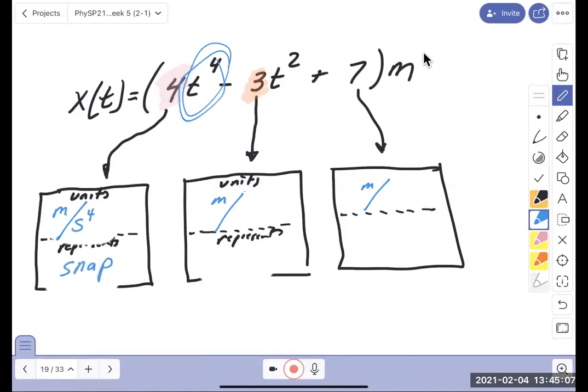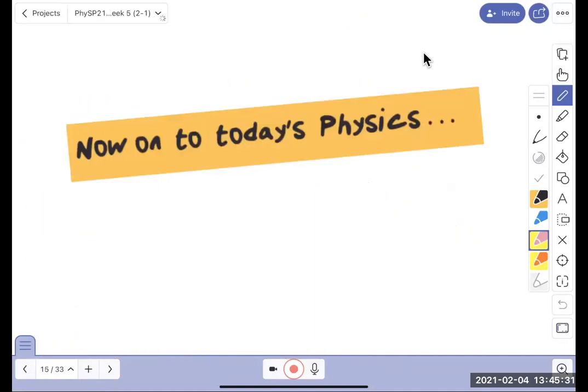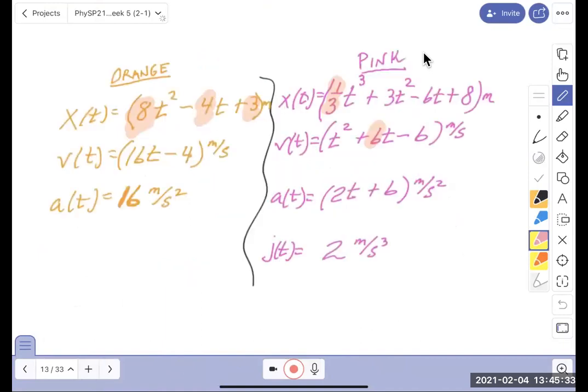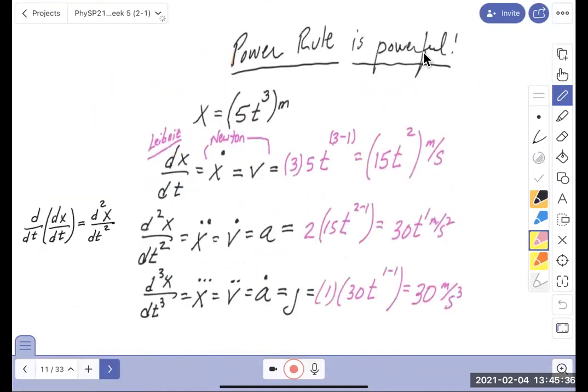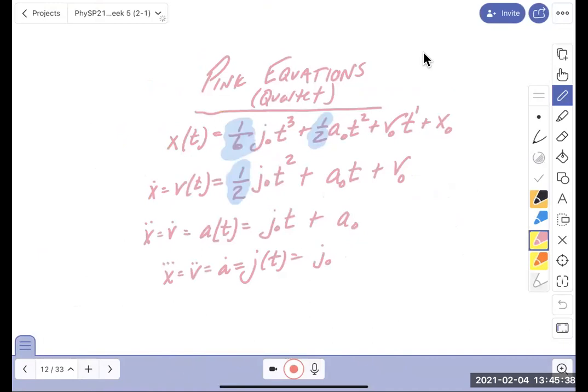And you get a snap of four. Oh, that's not a snap of four. Oh my goodness. 1/6, 1/2, that's like a snap of 50 or 60. Because remember, we didn't do, okay, stop. Right here. See, that 1/6 goes in front of J naught. You could have predicted that.